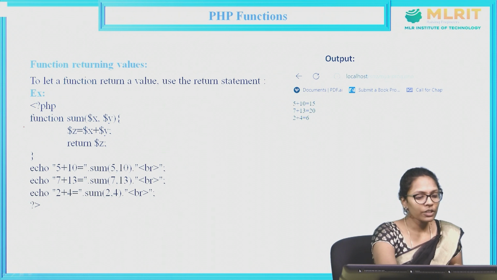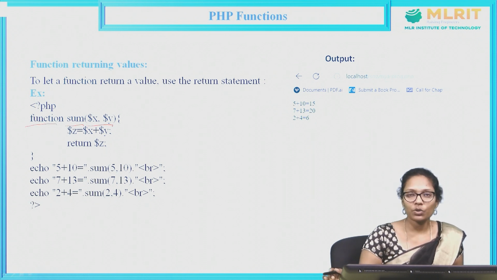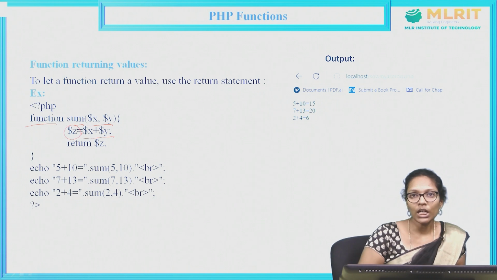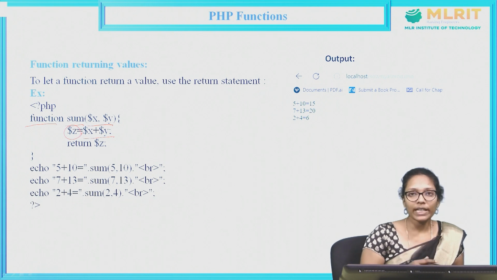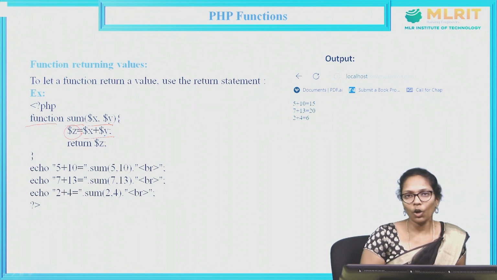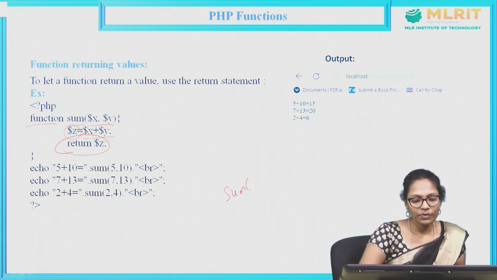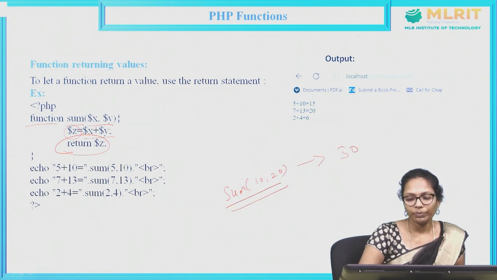So you're writing a function, the function name is sum, and this function is taking two different parameters, $x and $y. So here I'm calculating the sum of these two values. I'm storing that value in a local variable called $z. So this $z value, either I can print here or I can send this value to the calling function. So now I'm simply returning this $z value, right? So now whenever you call this function sum of some numbers, then this function will return some value.